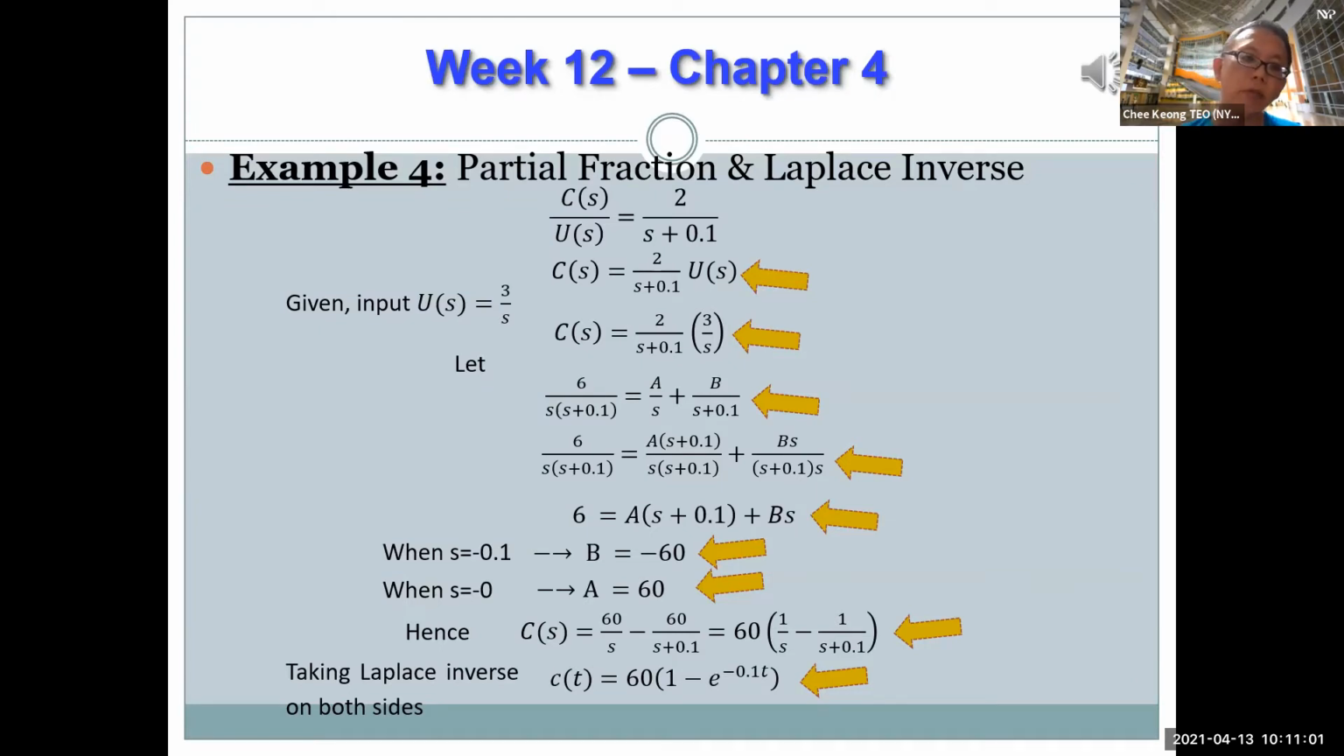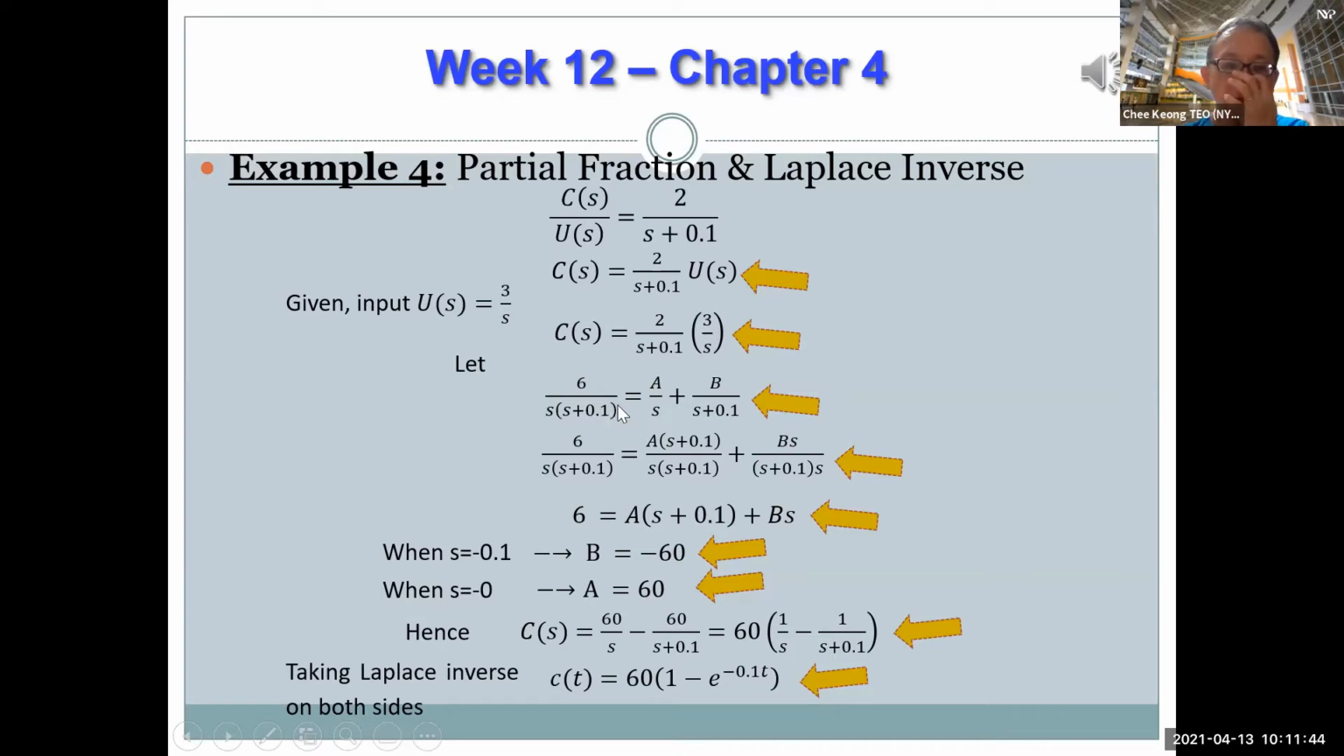And then it is also given that the expression for the output over input is 2 over s plus 0.1, right? And the input is given as 3 over s, which is a 3 unit step function. So a 3 volt step function, right? So if you want to find c(t), which is the time domain equivalent of C, you first have to find what C(s) is. Now for C(s), you have to bring your U(s), the input, over to this side. By bringing the input to the right hand side, you can plug in the 3 over s and multiply them together, and you get 6 over s plus 0.1.